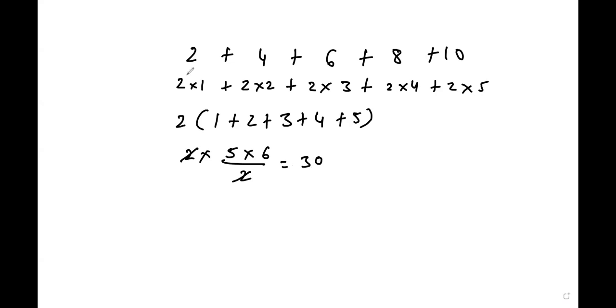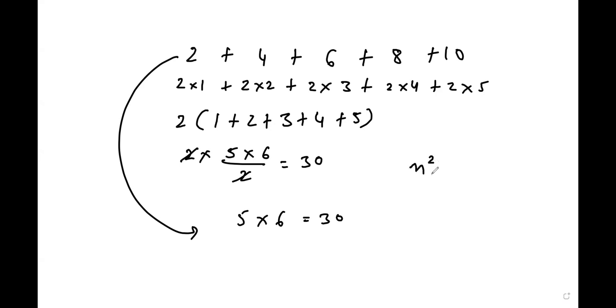And here, what is the direct formula? For this, the formula is what? 5 numbers into 6. That is done. This is the direct formula for even numbers, right? This is for consecutive even numbers. What is it for consecutive odd numbers? n square, correct? This is n into n plus 1, for consecutive even numbers. This is for consecutive odd numbers, correct?